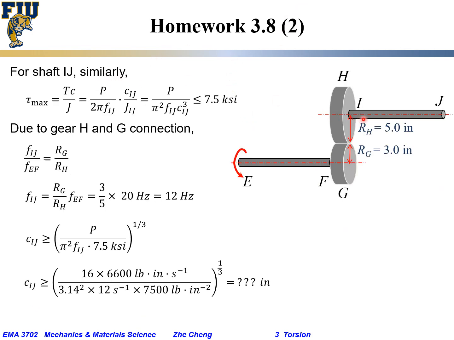So we get the minimum radius for the EF shaft. Similarly, for shaft IJ we have the same relationship. Maximum shearing stress is Tc over J, and simplifying, equals P over pi squared F times radius to the power of 3. It has to be smaller than 7.5 ksi. P would be the same because, neglecting loss, the same power applied at E would be transferred to J. C is what we want. The only unknown is the frequency for IJ.